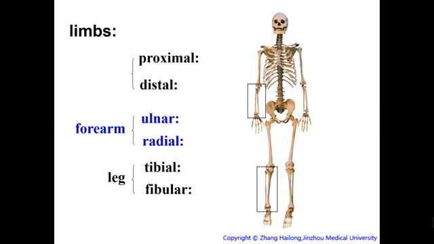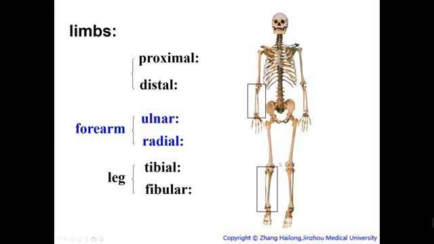And in the forearm, there are two bones. The medial side is the ulna. The lateral side is the radius. We name the medial side the ulnar side. You know what medial is? The medial means close to the median line. Here is the median line. So this one is the medial side, and at the same time the ulnar side. The lateral bone is the radius, so we name it the lateral side or radial side.